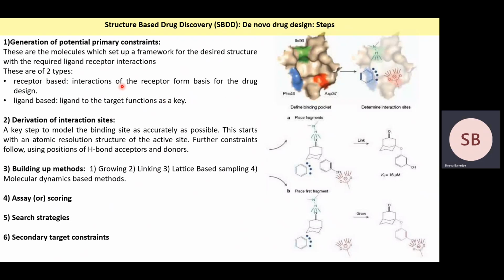So the initial step of de novo drug design is setting up several structural constraints that the ligand must have in order to interact with the biological macromolecule. This designing of the ligand constraints can be done based on the structure of the binding site in the receptor or through pharmacophore modeling. The second step is derivation of the interaction sites.